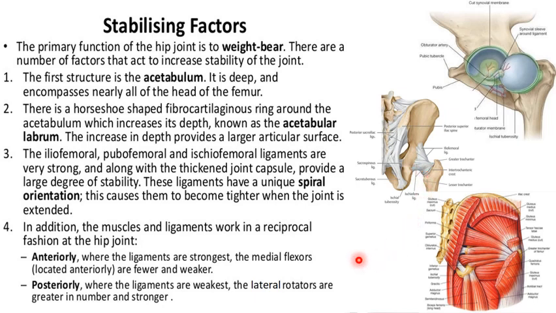And the muscles and ligaments work in a reciprocal way in the hip joint, where anteriorly the ligaments are stronger and medial flexors are fewer and weaker. Posteriorly, there are a lot of muscles which are stronger, which are the lateral rotators, and the ligaments are weaker. So reciprocally, they stabilize the hip joint, the muscles and the ligaments anteriorly and posteriorly.